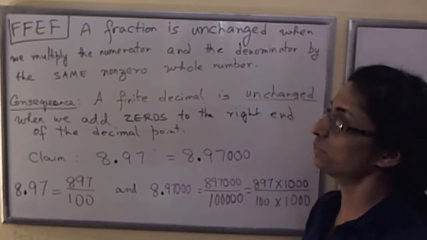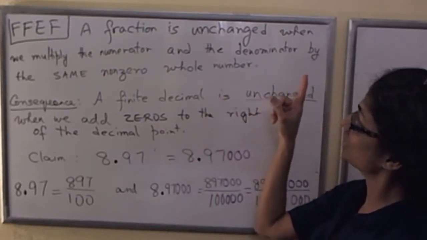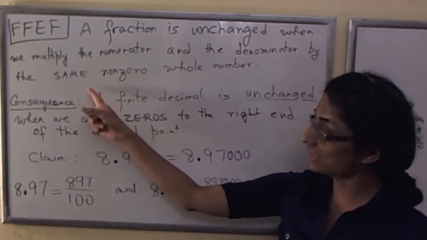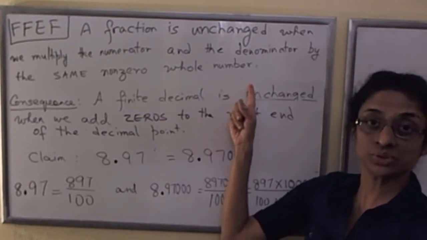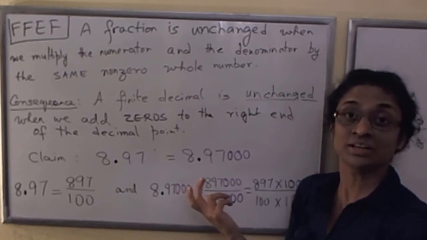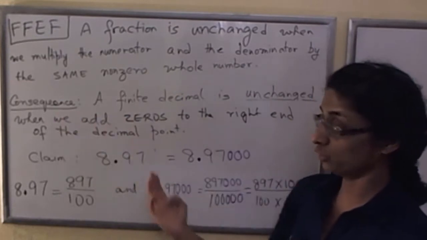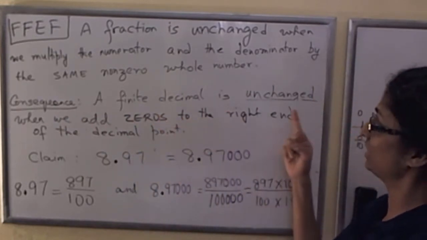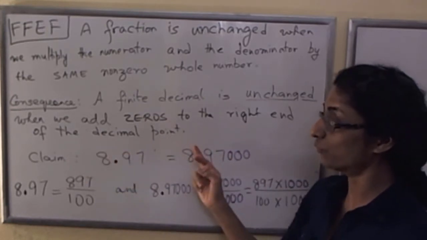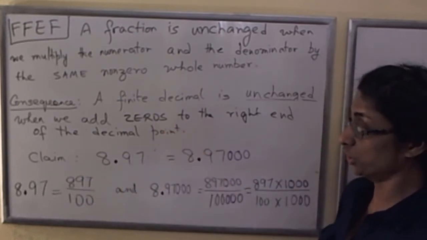Let's first recall the fundamental fact about equivalent fractions that we discussed in another video. A fraction is unchanged when we multiply the numerator and the denominator by the same non-zero whole number. So this fact is true for any fraction, and hence this fact is also true for decimal fractions. Now, a consequence of this fundamental fact about equivalent fractions is the following statement. A finite decimal is unchanged when we add zeros to the right end of the decimal point. And here I have an example to show you this.